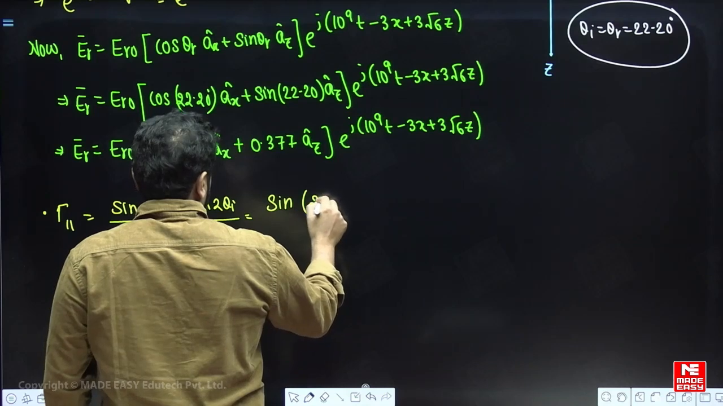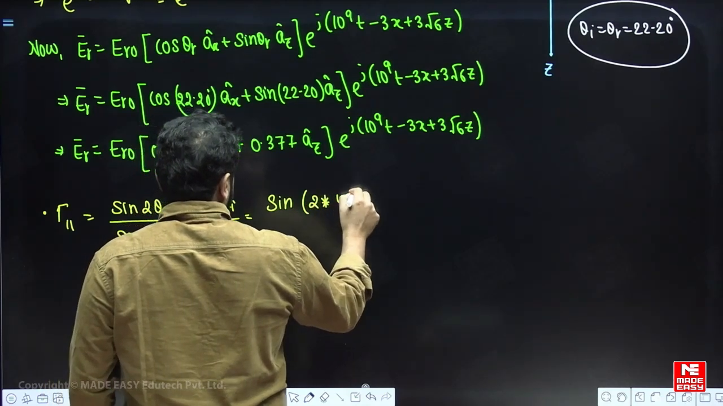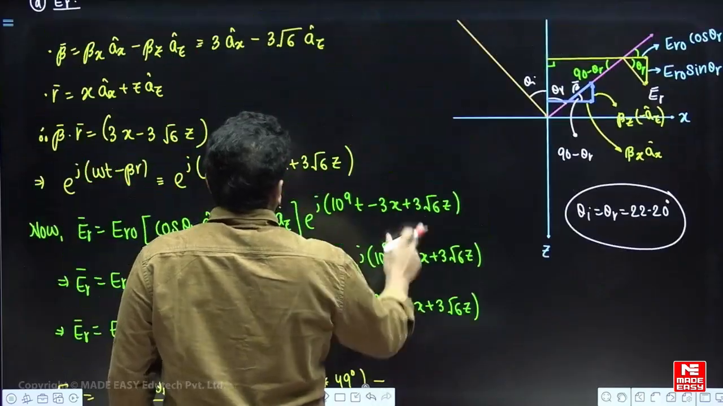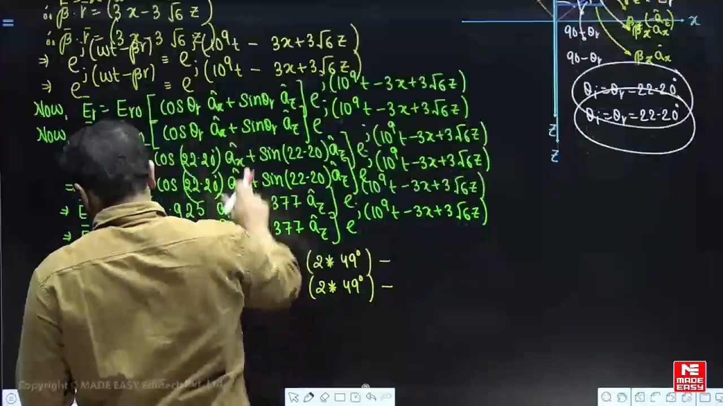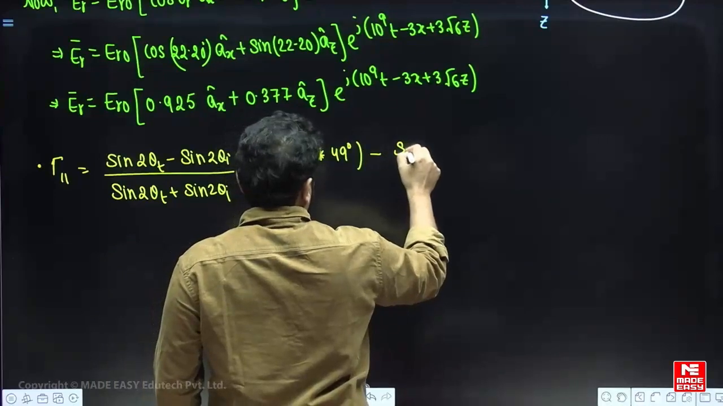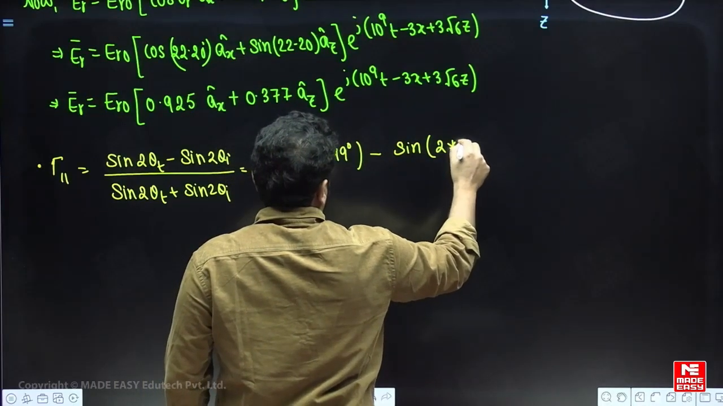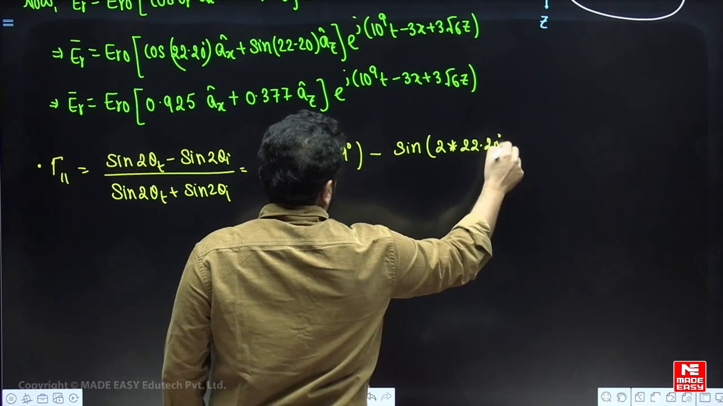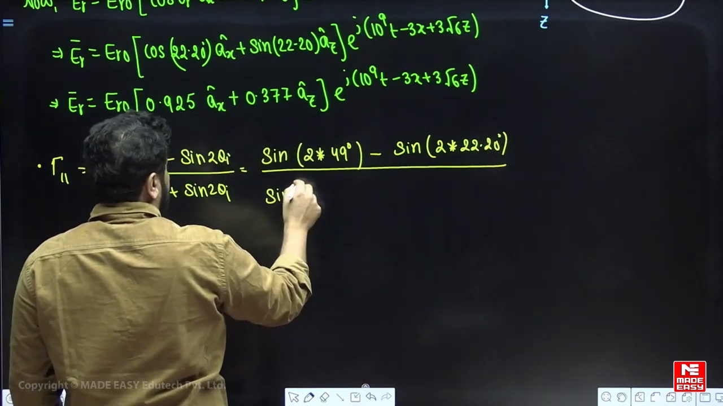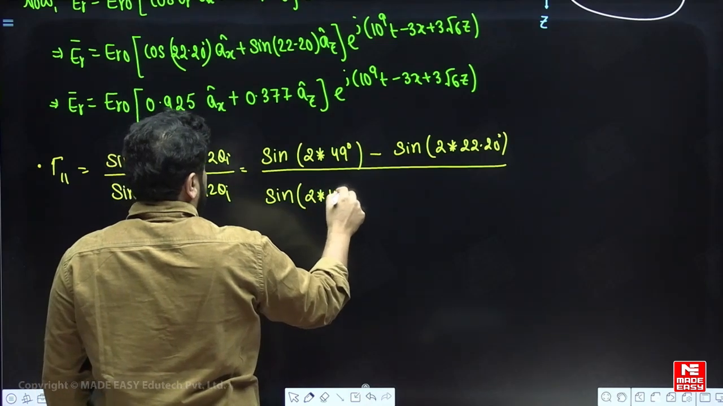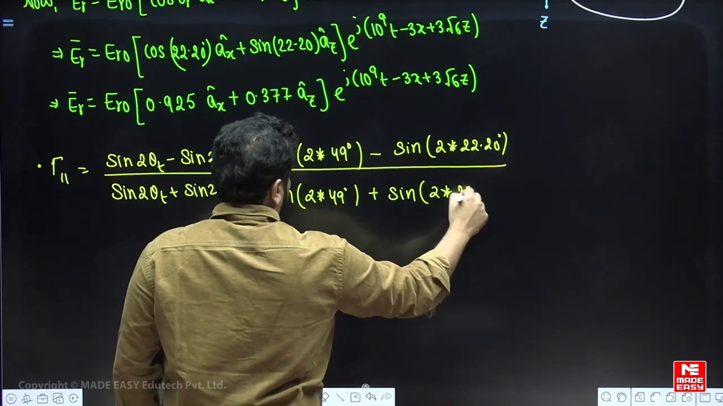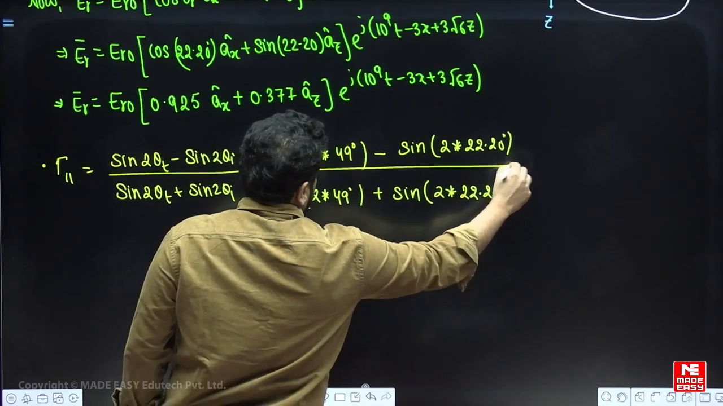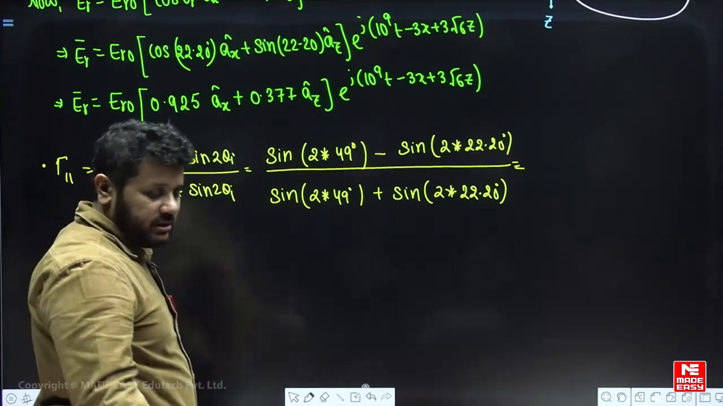Sine of 2 theta t is how much? Theta t is 49 degree, I guess, right. Let me check once for the zero error. Yeah, 49 degree, minus sine of 2 times 22.20 divided by sine of 2 into 49 degree plus sine of 2 times 22.20, right. So let us see using the calculator.